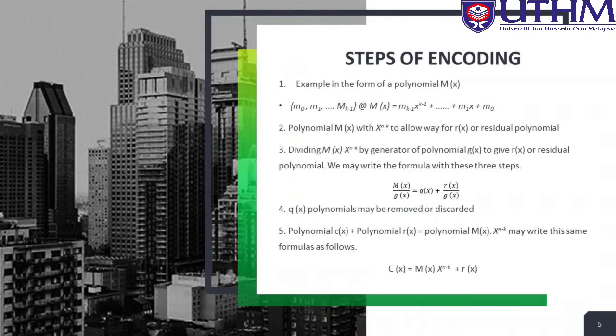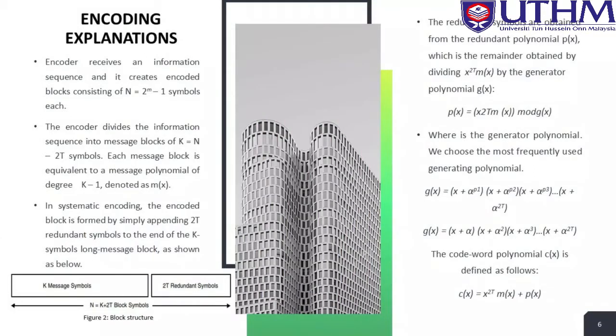And then for the steps of encoding, the first step is to write the message in the form of a polynomial, for example m(x). The second step is to multiply the m(x) polynomial by x^(n-k) to make way for the residual polynomial. And the third step is to divide m(x) times x^(n-k) by the generator polynomial g(x) to give r(x), the residual polynomial.